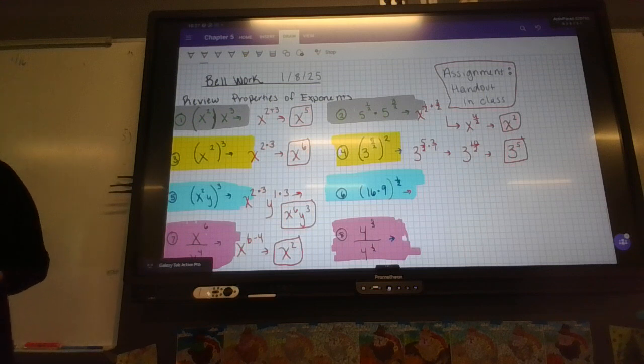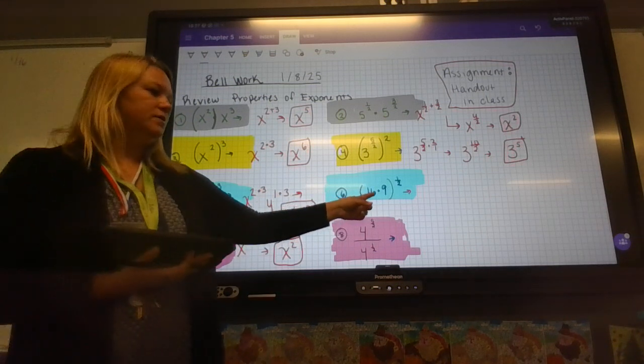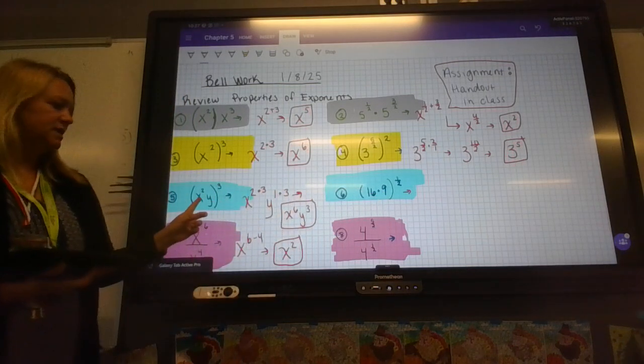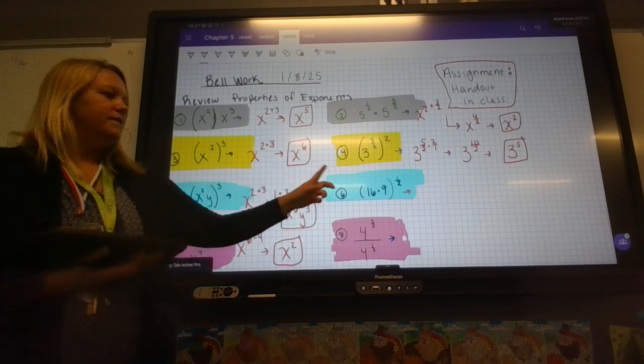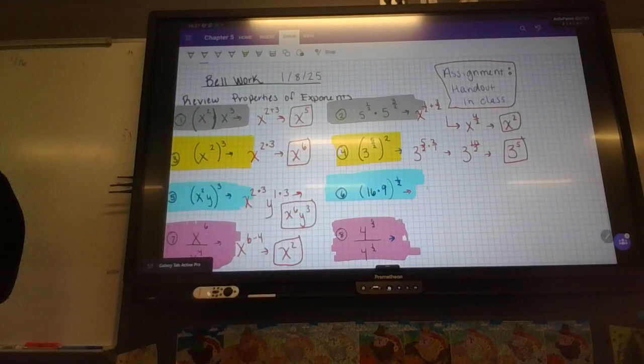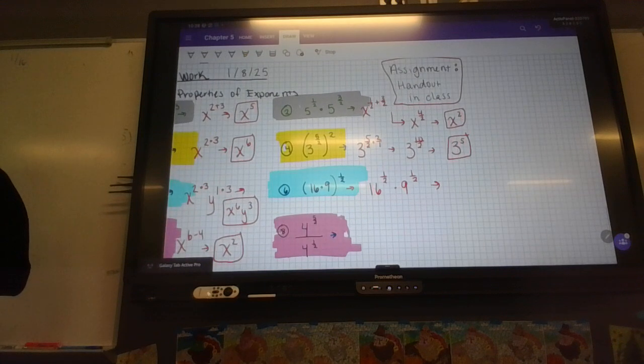And then number 6, there's several correct ways to go about it. You can multiply 16 times 9 to start, but it's supposed to be kind of practicing this idea that both the 16 and the 9 would get the power of 1/2, but you could do it either way. So I'm going to do this as 16 to the 1/2 times 9 to the 1/2 because I want to practice radical form. So I'm going to convert these to radicals and make this the square root of 16 times the square root of 9, which is 4 times 3, which is 12.